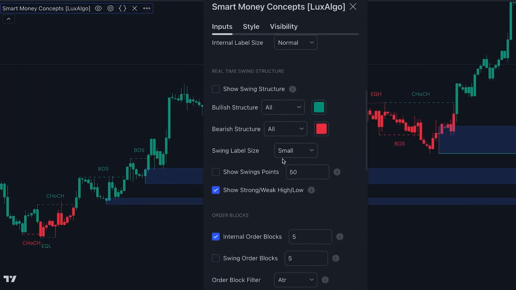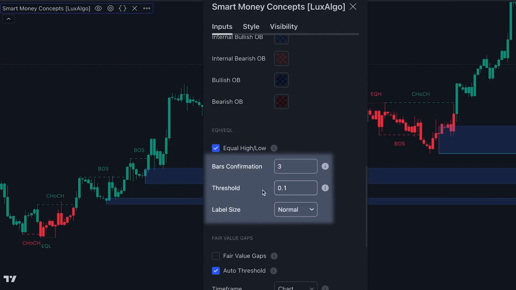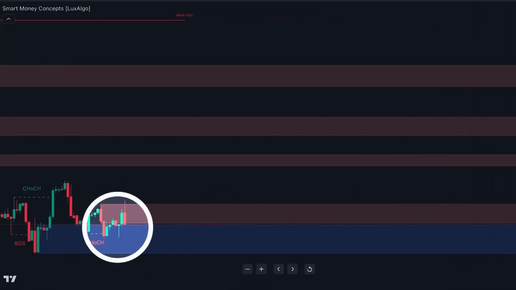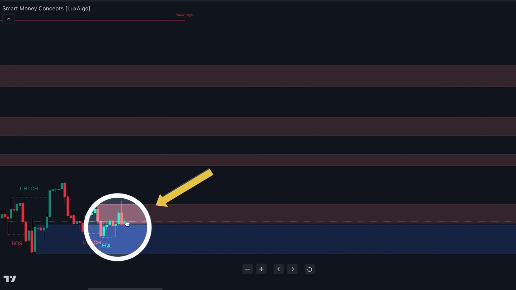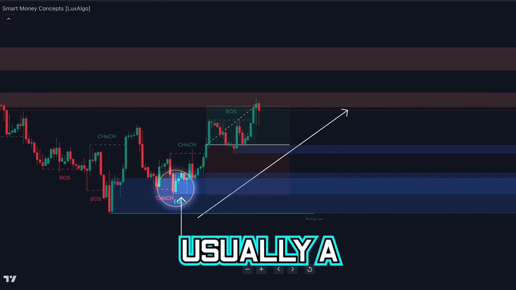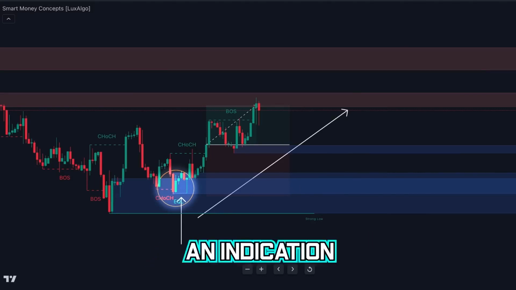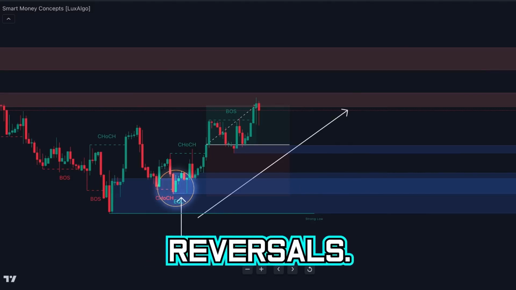If we go into settings, we have the option here, and we can choose to enable or disable the feature and adjust the threshold. The bar confirmation controls how long it takes to confirm equal highs or lows. 3 means that it will wait 3 bars before confirming that there is an equal high or low. So how this works is that if you are in a bullish or bearish trend and the indicator detects an equal high or low, it is usually an early indication that the market is struggling to break those levels and could be an indication of incoming market reversals.